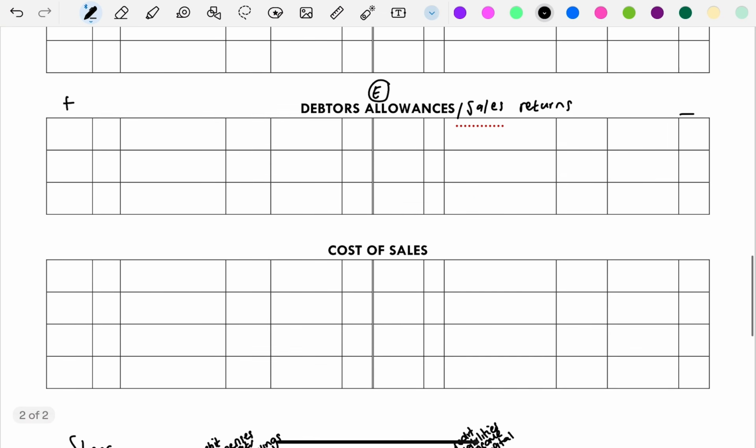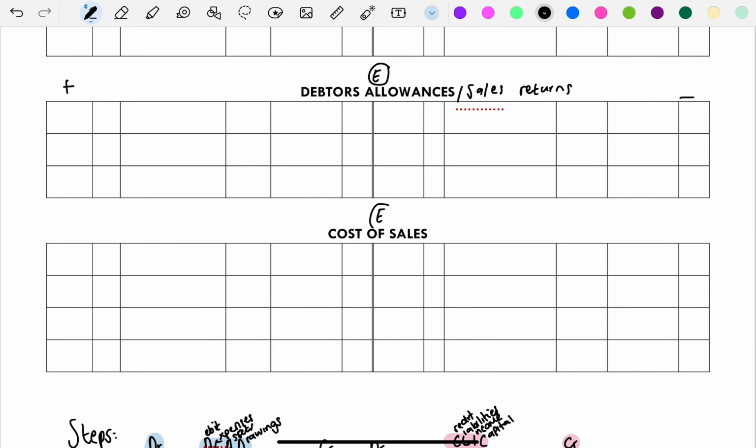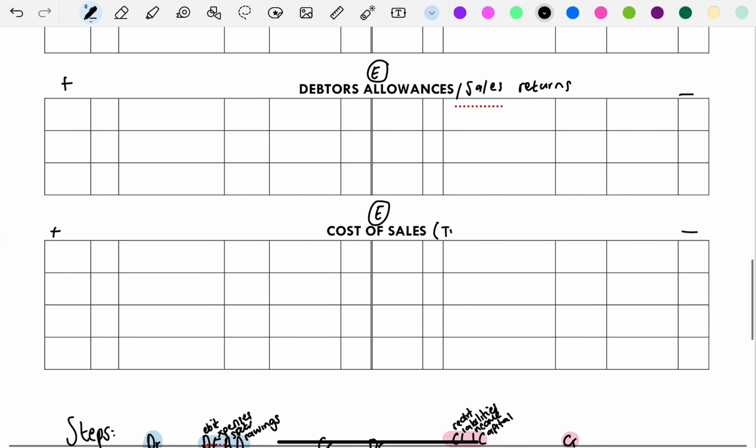Right, and then cost of sales. Cost of sales is also an expense because it shows the cost price of the goods that we sold. So cost of sales will always have to do with trading stock.